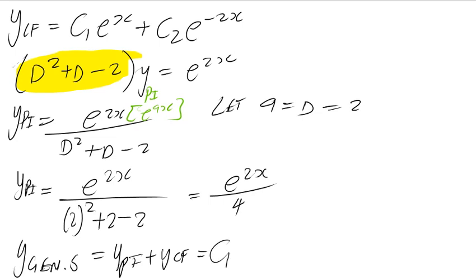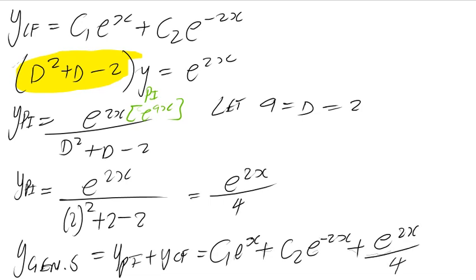So your ycf is c1e^x plus c2e^(-2x) plus e to the power 2x over 4. So that's how you do the general solution. That's how you do the general solution for the theorem of E.